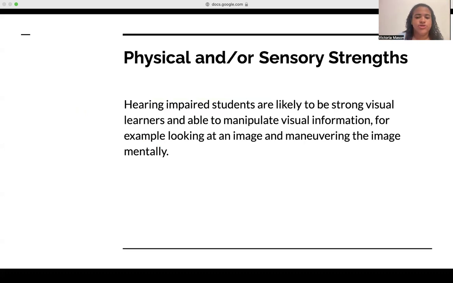So next, we're going to discuss the physical and sensory strengths. The first strength is hearing impaired students are likely to be strong visual learners and able to manipulate visual information, for example, looking at an image and maneuvering the image mentally.